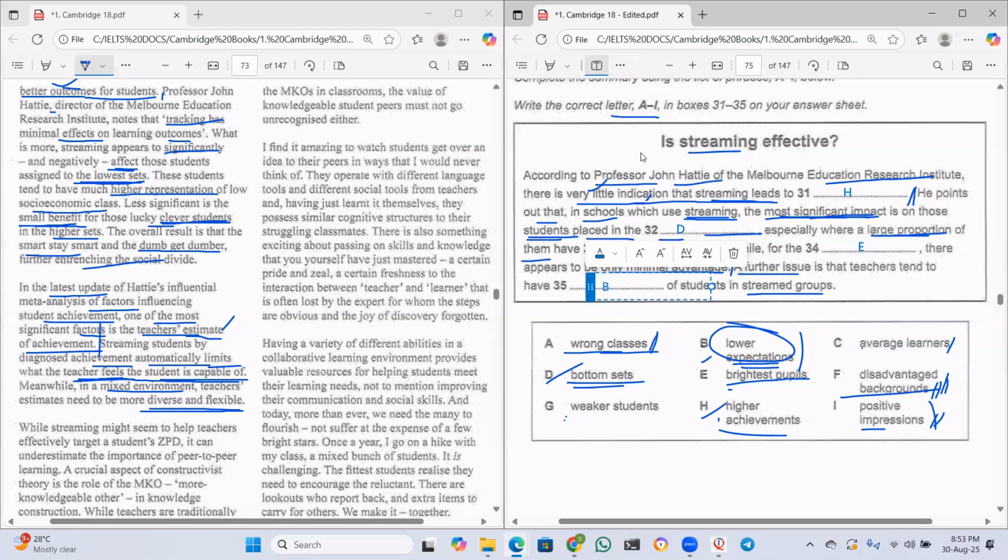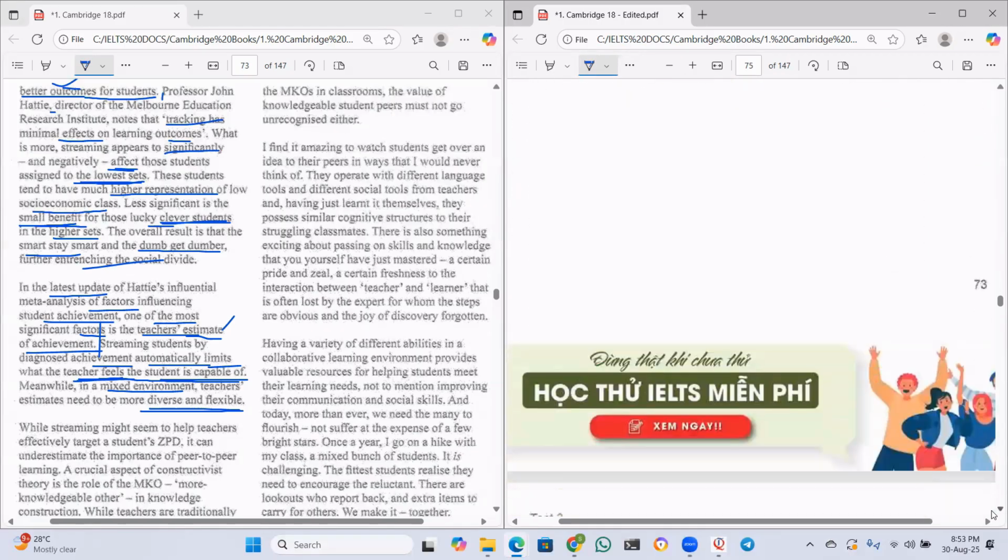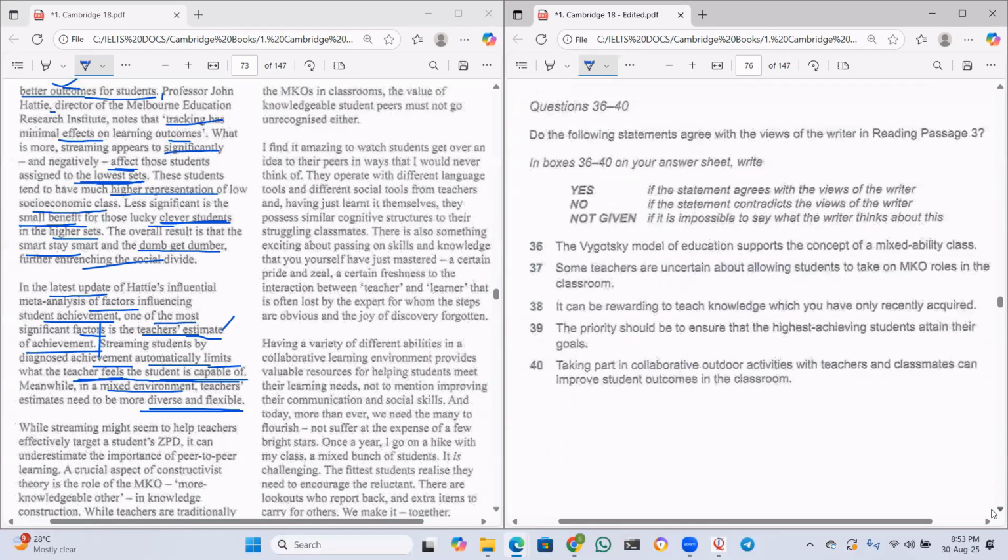So I think we are done with this section as well. Let's move to the next section, which is yes, no, and not given. This is also pretty easy. Here you should say yes if the statement agrees with the views of the writer. Say no if it is contradicting, meaning opposite meaning. Not given if nothing is given. If it is impossible to say, if nothing is given there, then you say not given.